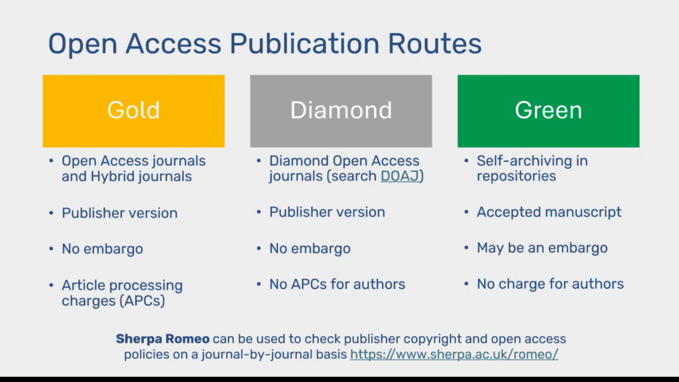Sherpa Romeo provides clear summaries of publisher copyright and open access archiving policies. So this includes the copyright license that needs to be applied, which I'll go into a bit later on. And it will also state whether there are any embargo periods. And it does this on a journal by journal basis. So you can type in the journal name and it will show you the specific policies for that journal.